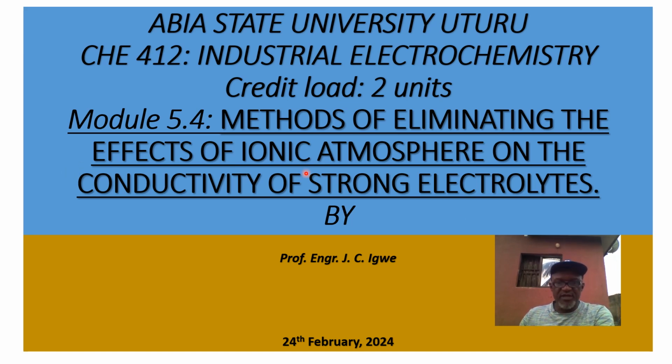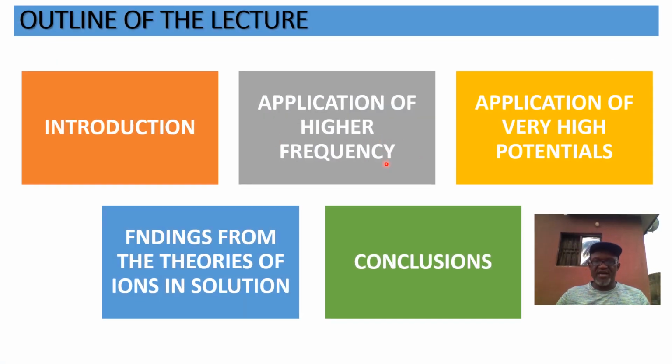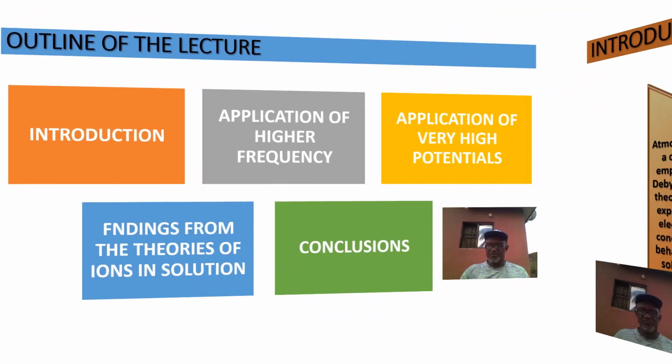Okay, let's look at the last part of this module: methods of eliminating the effects of ionic atmosphere on the conductivity of strong electrolytes. Remember, we've looked at the effects, both electrophoretic effect, asymmetric effects, and so on. So we want to look at the methods we can use to eliminate this: application of higher frequency, application of very high potentials, and then we'll look at the findings from these theories and we'll conclude.